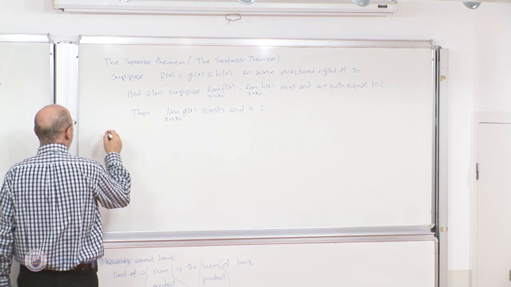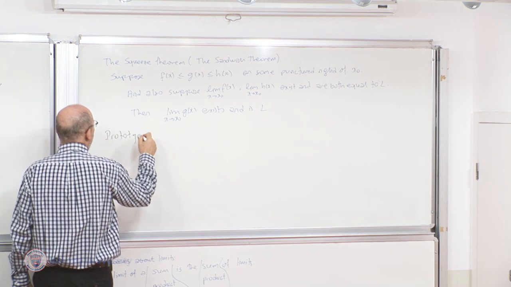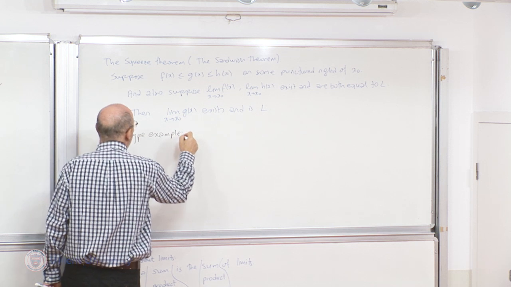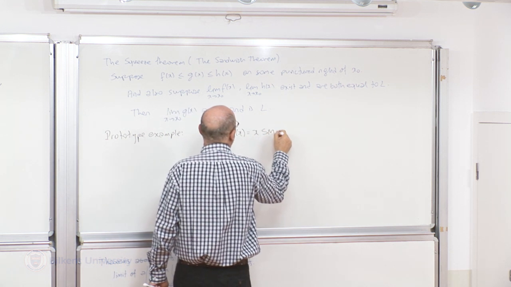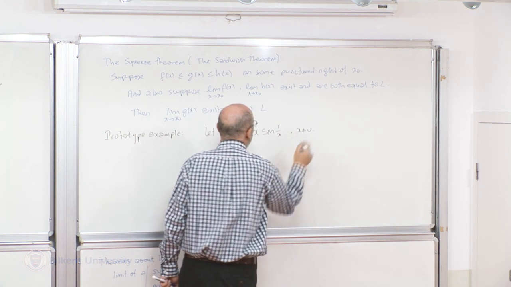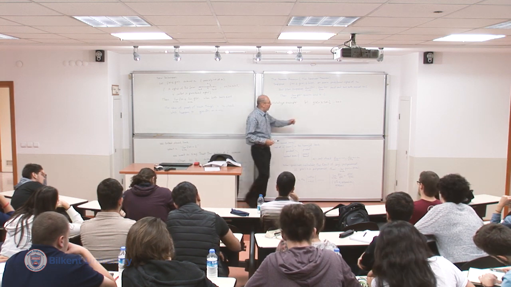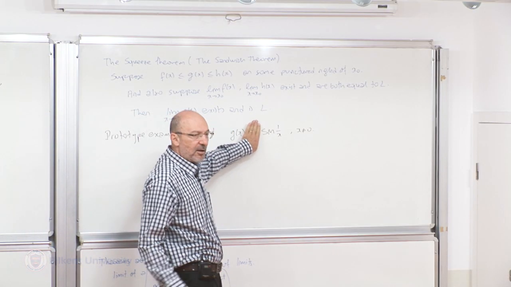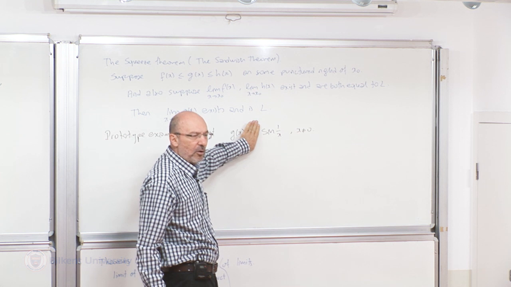And the typical prototype example for this is the following. Let g of x be equal to x sine 1 over x when x is different than 0. So this function is not defined at x equals 0. Last time we looked at the graph of this and we realized that it cannot be defined in a nice way at x sub 0, because this thing cannot be defined at x equals 0. And even the limit of sine 1 over x does not exist.